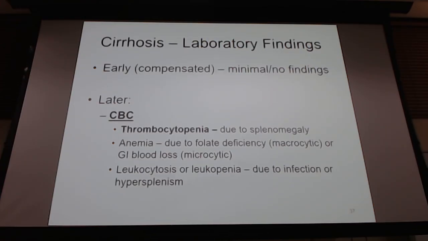Early on, nothing big. And when we start seeing that, we throw the kitchen sink: thrombocytopenia due to enlargement of the spleen. We're going to see anemia. Again, a lot of these people are drinking too much, so we're going to see folate deficiencies or GI blood loss from varices, and then leukocytosis or leukopenia. That can be due to underlying infection or hypersplenism.